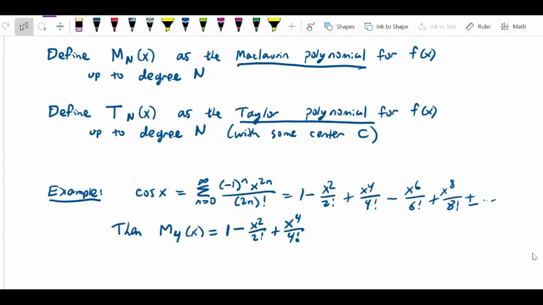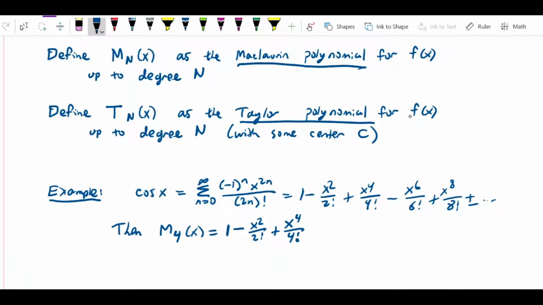I've alluded to this before. Sometimes we ask for the Taylor series or the Maclaurin series up to, let's say, degree 4. So we're going to formalize this idea and define M sub n of x as the Maclaurin polynomial for f of x up to a degree of n, and similarly we'll define T sub n of x as the Taylor polynomial for f of x up to degree n, where we're going to assume some center c.